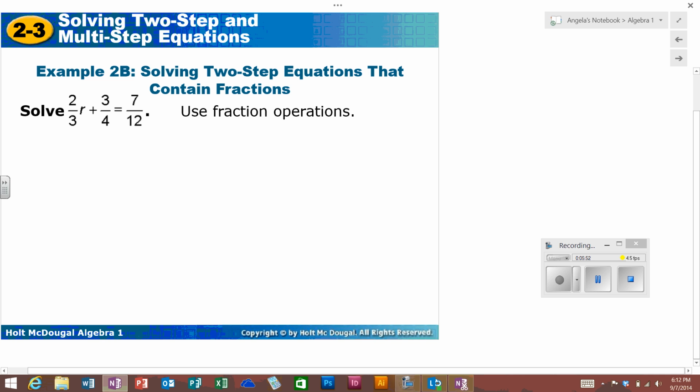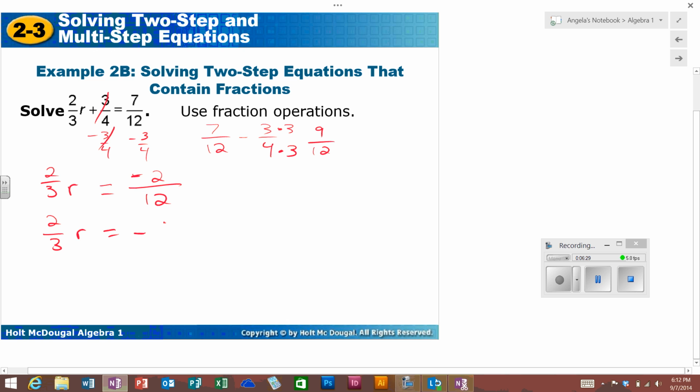So fractions again. So we have a 2/3 times the r plus 3/4. So again, we want to get rid of that 3/4 first. So I have 2/3 r. Now again, we can't do 7/12, okay, minus 3/4. I need to make it a common denominator. So I'm going to multiply the top and the bottom and get 9 over 12. So 7 minus 9 is a negative 2 over 12. If you want, you could simplify right here and make this negative 1 over 6, because that can cancel.